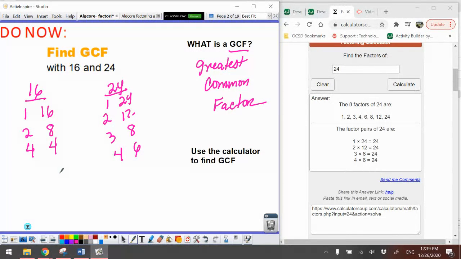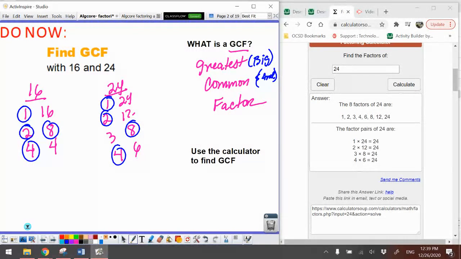So when I'm looking for the greatest common factor, this means I'm looking for the biggest one that is the same. I see they both have 1s, they both have 2s, they both have 4s, and they both have 8s. So which one of those is the biggest number? Yeah, it's the 8. So the greatest common factor between 16 and 24 is the 8. They have multiple numbers in common, but the 8 is the one we're looking for.